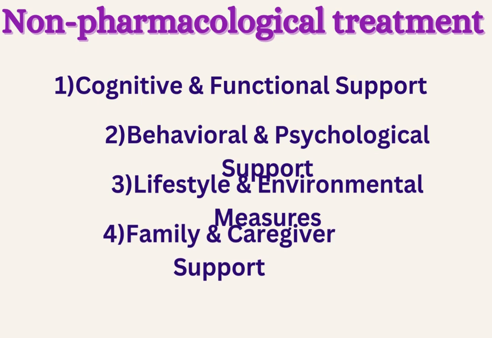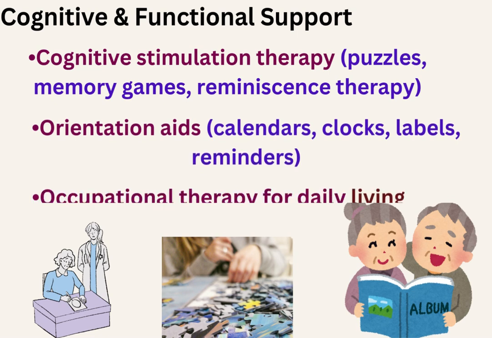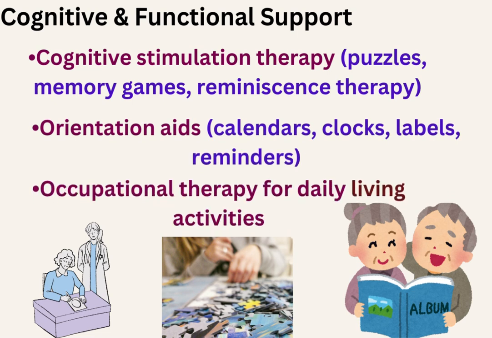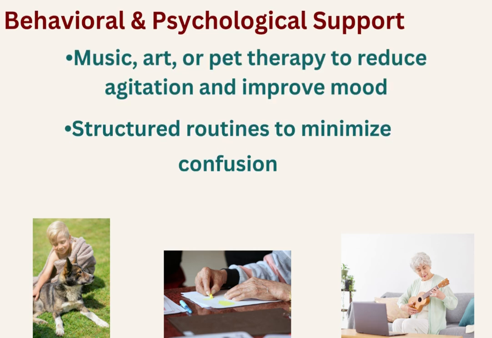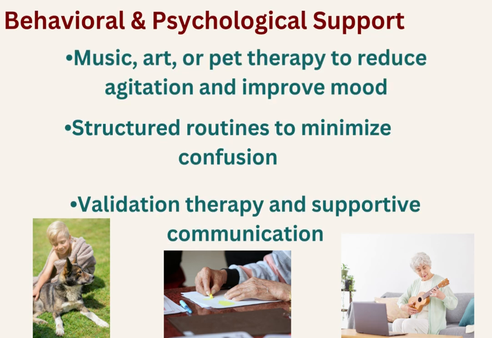Non-pharmacological management for dementia: cognitive and functional support, behavioral and psychological support, lifestyle and environmental measures, family and caregiver support. Cognitive and functional support: cognitive stimulation therapy, puzzles, memory games, reminiscence therapy, orientation aids, calendars, clocks, labels, reminders, occupational therapy for daily living activities. Behavioral and psychological support: music, art, or pet therapy to reduce agitation and improve mood, structured routines to minimize confusion, validation therapy and supportive communication.